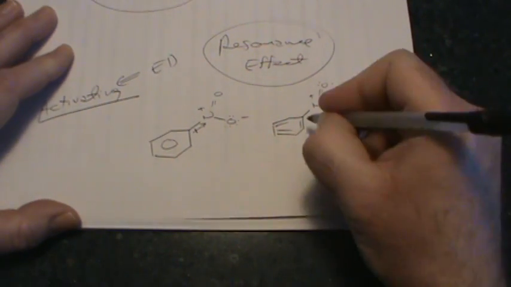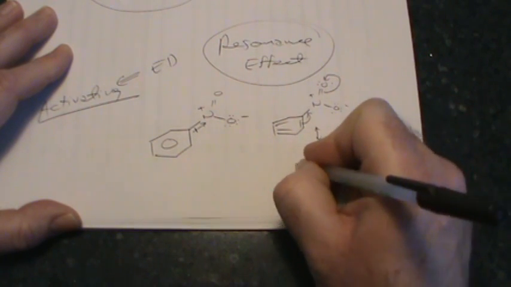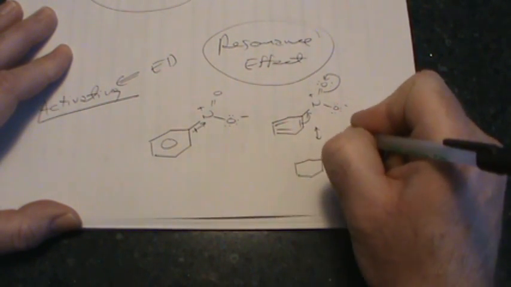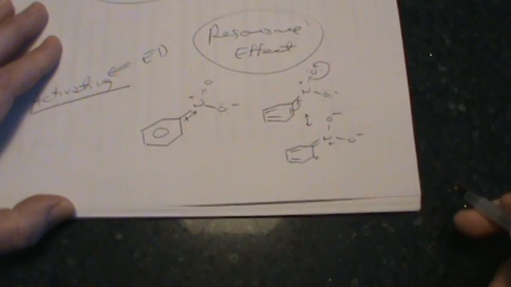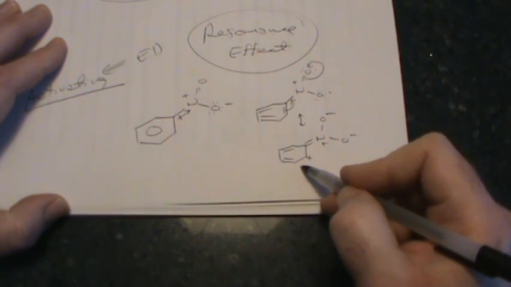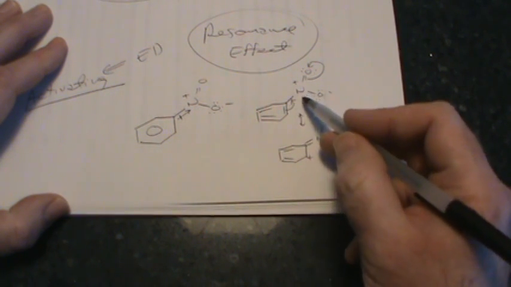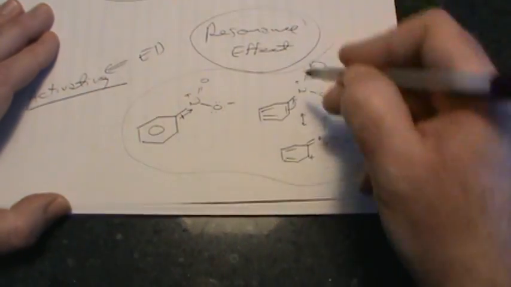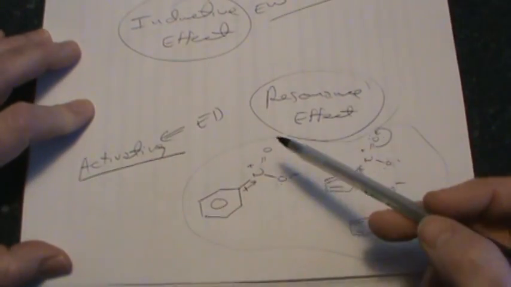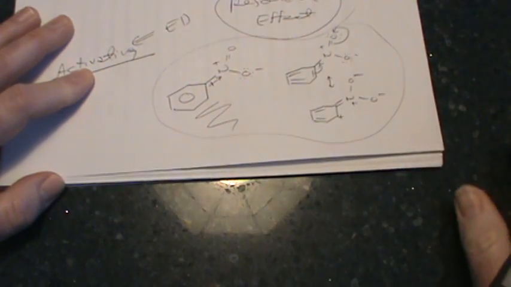there's also a resonance effect. I can take the pi electrons, kick them out to the nitrogen, and I'm on my way towards delocalizing a positive charge around this six-membered ring. So you can see that the resonance effect is also pulling electron density out. In the case of the nitro group, both the inductive effect and the resonance effect are deactivating the ring. So there's no question about it. The nitro group is a deactivator no matter which effect you look at.